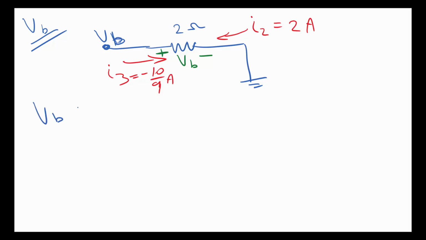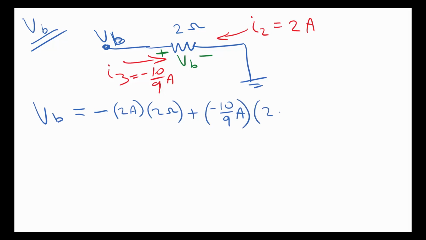So VB. Let's say we consider the 2 amp source, it's going in the opposite direction of the voltage drop, so we have to use the negative sign. So it's minus 2 amps times 2 ohms. And then we have the I3 current, and it's going in the correct direction of the voltage drop from high to low, so we use a positive, and the value is negative 10 over 9 amps times the resistance, 2 ohms.